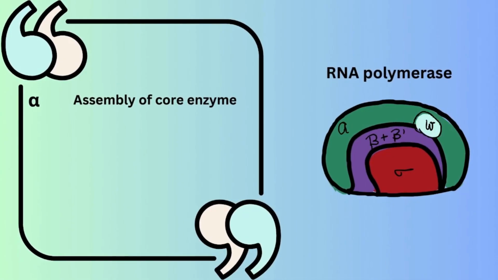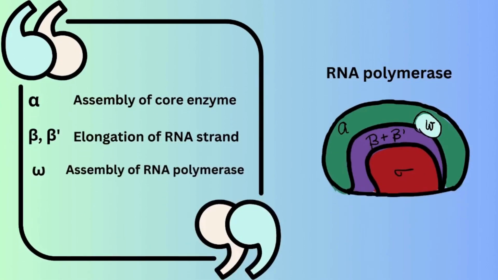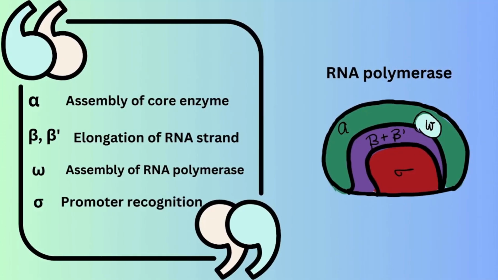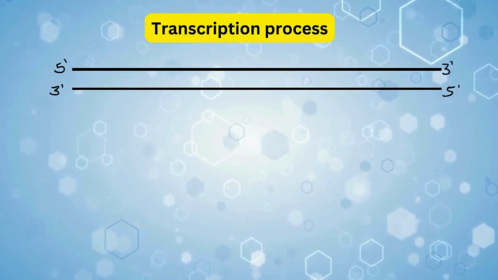These subunits perform different functions. Alpha is involved in assembly of core enzyme. Beta and beta prime are responsible for the elongation of RNA strand. Omega is responsible for assembly of RNA polymerase and sigma factor is known for promoter recognition. Now let's discuss the process of transcription.